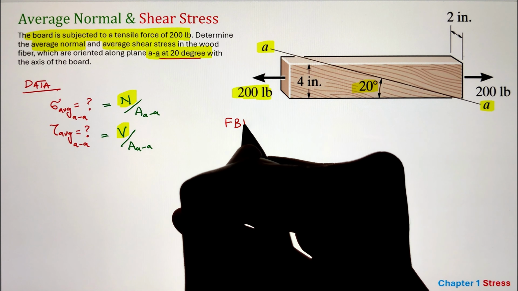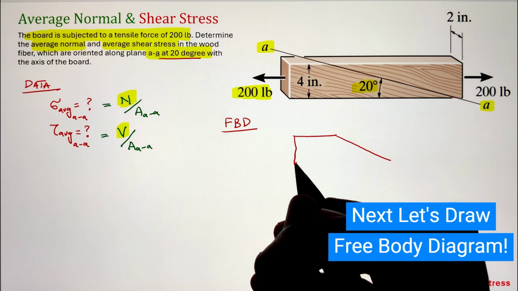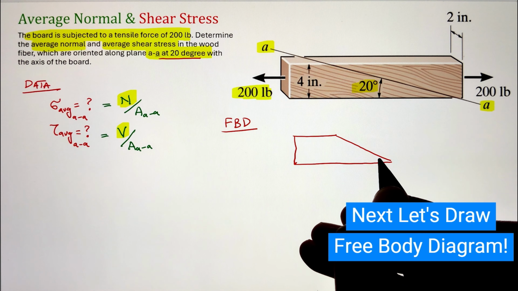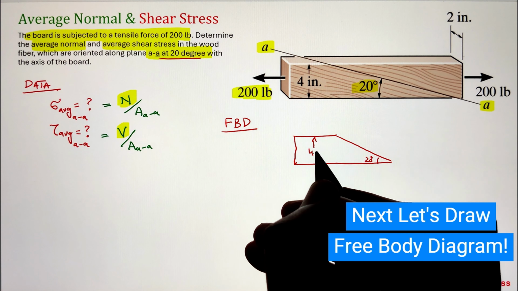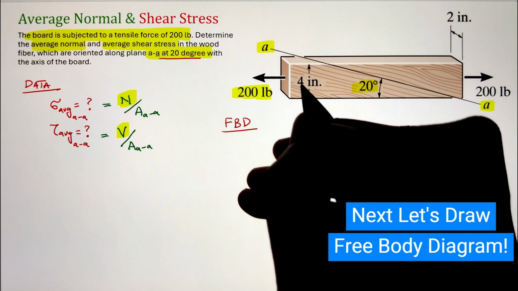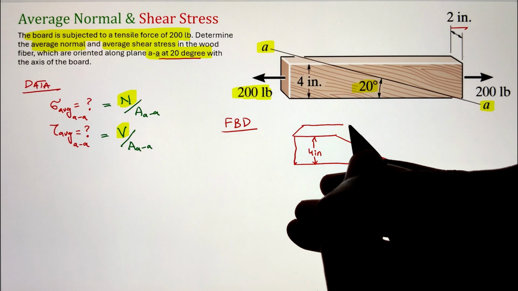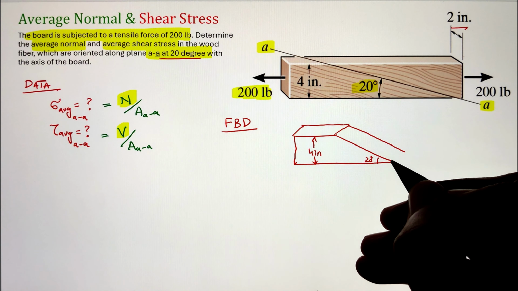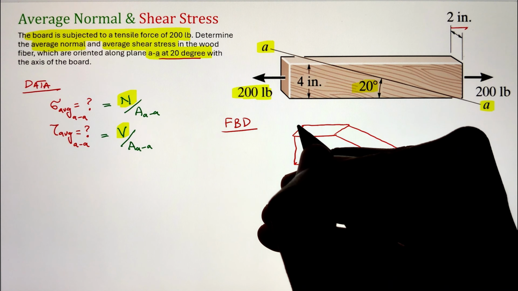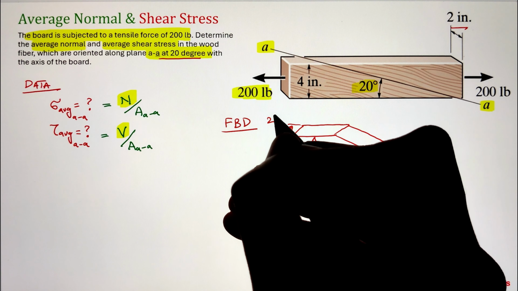That is the normal force that will be responsible for the normal stress, and the shear force given by the variable V that will give us our shear stress. To begin, let's develop the free body diagram by making a cut along the line A and list down all the dimensions here. Since in this case the height of the board is 4 inches, that is listed, and our wood fiber plane along A is 20 degrees with respect to the horizontal x-axis, whereas the width of this board is given as 2 inches.